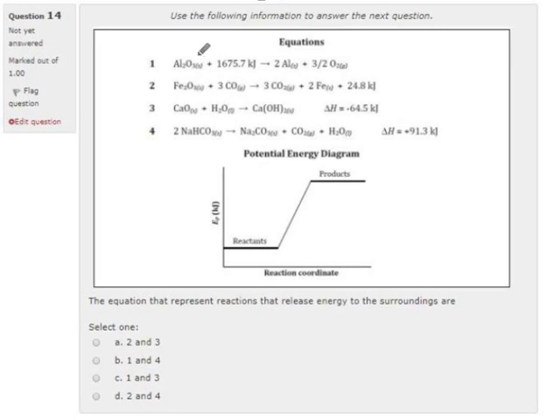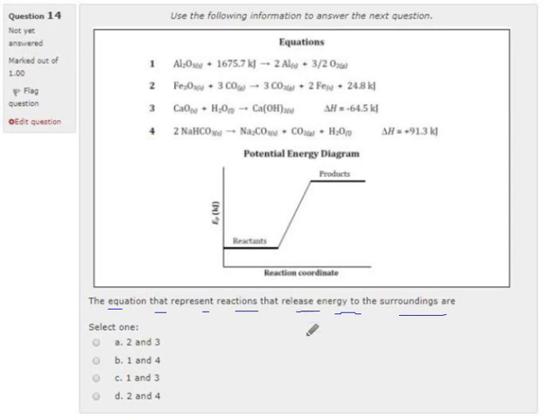Okay, what have we got now? They give us a bunch of reactions. They give us a potential energy diagram. The equation so normally I try to read through these and just kind of understand what's going on before I get to the question, but in this case, this is just an energy or an information dump, and I don't know what they want me to do with it. I need some guidance from the question. The equation that represents reactions that release energy to the surroundings.